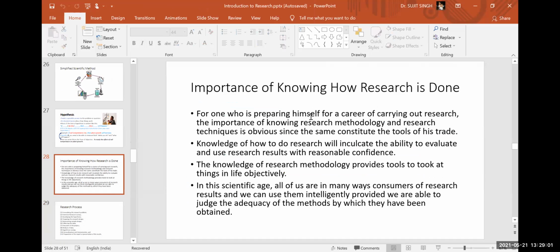What is the importance of knowing how research is done? No doubt, for a career in the research field, someone should be very well aware of how to do research. If you know how to do research, that will put reasonable confidence in you. You can analyze the research done by others. You can trace their results.